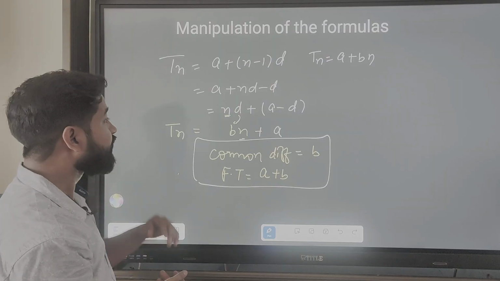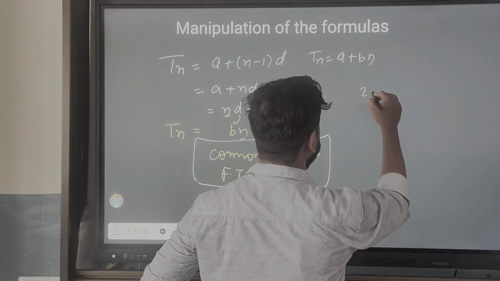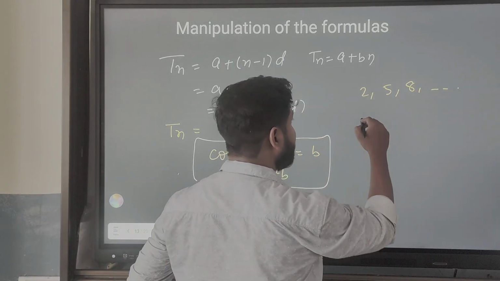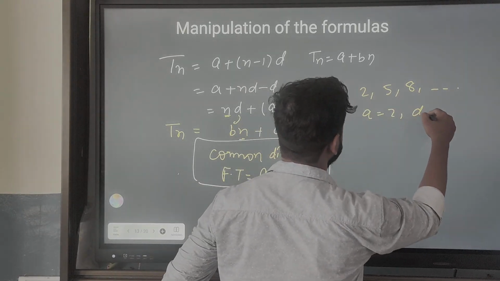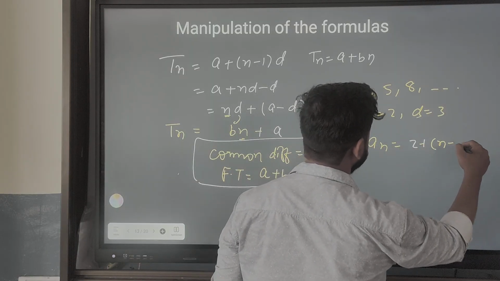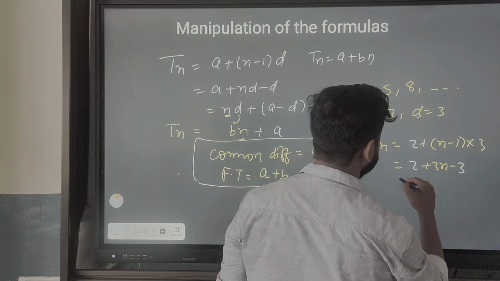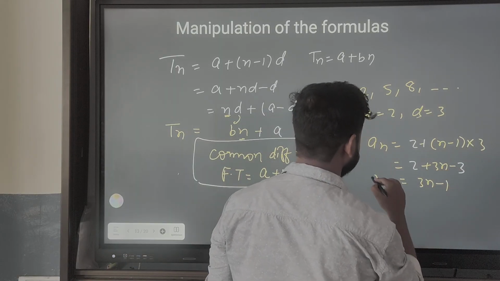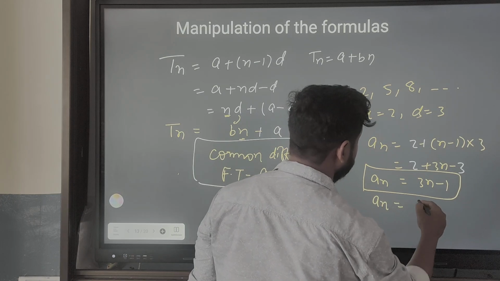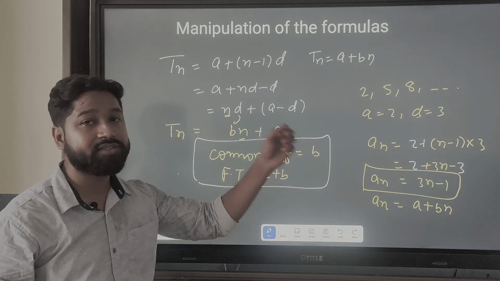Let's verify the same thing. We have an AP 2, 5, 8 and so on. Can we write the nth term here? We know a is 2, d is 3. What you'll say, 2 plus n minus 1 into d, that is 2 plus 3n minus 3, it will be 3n minus 1. So basically what I was saying here is that the nth term is always given in this format, a plus bn, and the common difference is b.